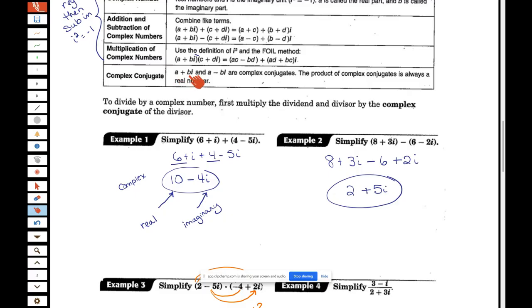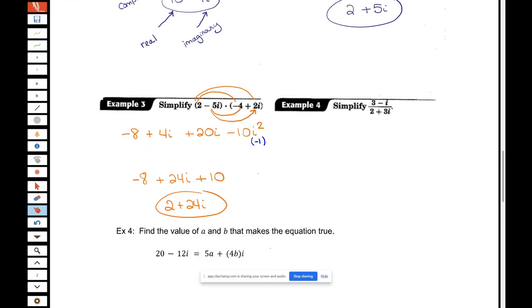So if you have a plus bi, a minus bi are complex conjugates. The product of complex conjugates is always a real number. All right, let's take a look at that. So I'm going to multiply this by 2 minus 3i over 2 minus 3i, the conjugate of the denominator. We will end up with just a positive or negative real number now.